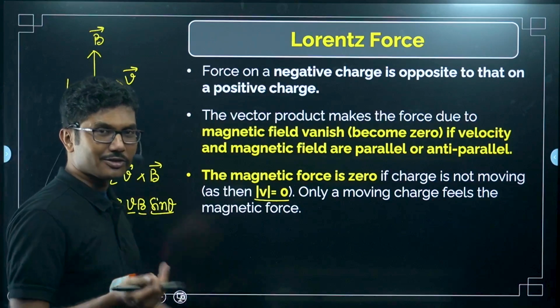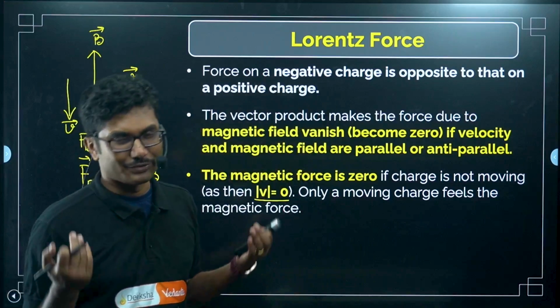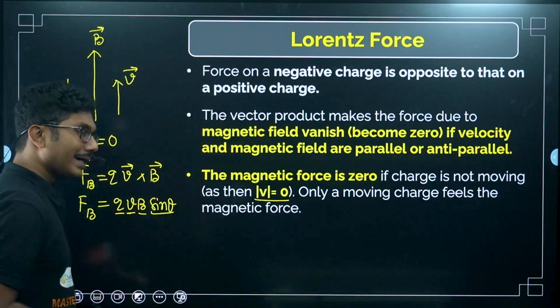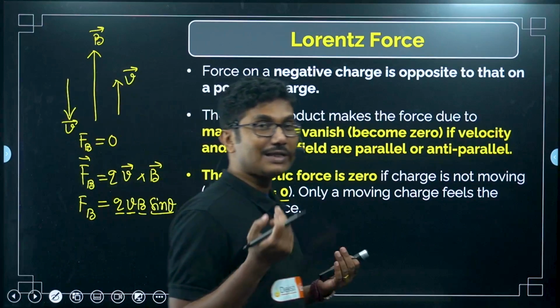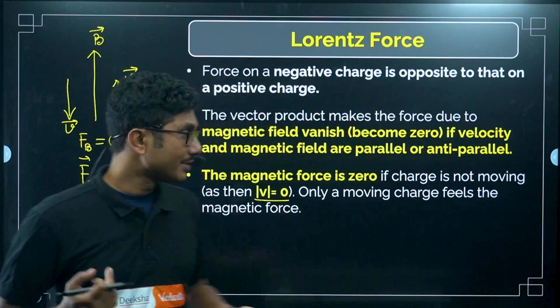Now, charge is 0 does not make any sense. You are calculating force on a charge and you are saying the charge is 0. So, that is no longer a charge. Obviously, this is not applicable. Other way, velocity can be 0, the charge is static charge. Static charge is very much possible. So, in that case, magnetic force is 0.